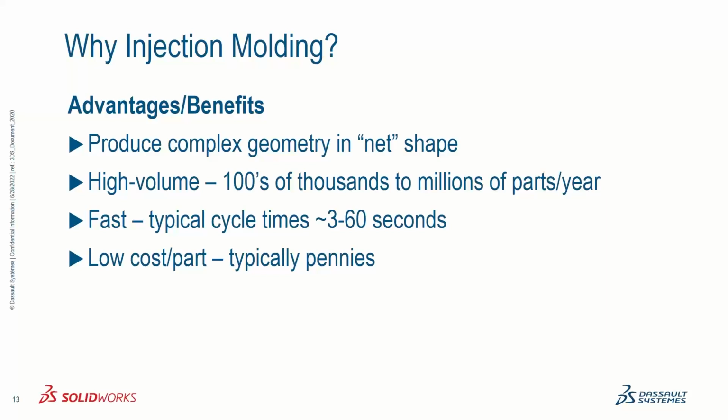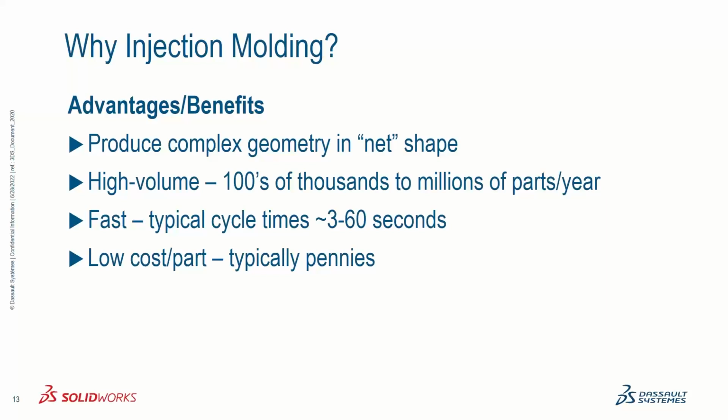So moving on to a quick overview of the injection molding manufacturing process. There are several manufacturing techniques that are used to manufacture plastic parts. Among them are injection molding, blow molding, extrusion, thermoforming. But for the purpose of this webinar, we'll be primarily focusing on injection molding. There are lots of advantages and benefits to the injection molding manufacturing process.